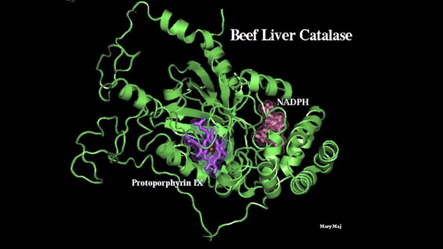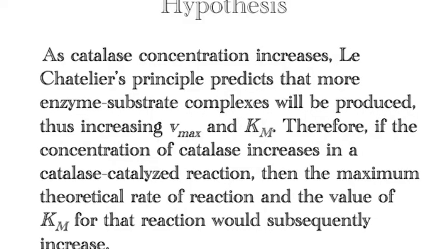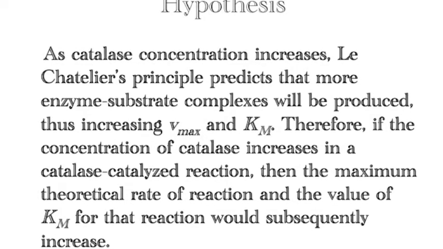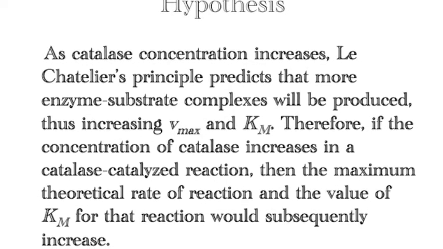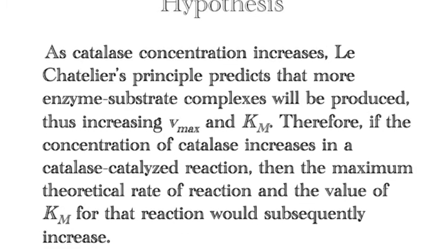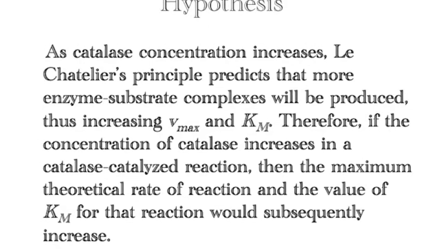In this experiment, the purpose is to characterize enzyme catalase chemical kinetics at different enzyme concentrations. Enzyme catalase is a common enzyme found in almost all biological species because it decomposes the toxic H2O2 into water and oxygen gas. In order to characterize catalase chemical kinetics, we will attempt to calculate its Vmax and Km. As catalase concentration increases, Le Chatelier's principle predicts that more enzyme-substrate complexes will be produced, thus increasing Vmax and Km. Therefore, if the concentration of catalase increases in a catalase-catalyzed chemical reaction, then the maximum theoretical rate of reaction and the value of Km for that reaction will subsequently increase.